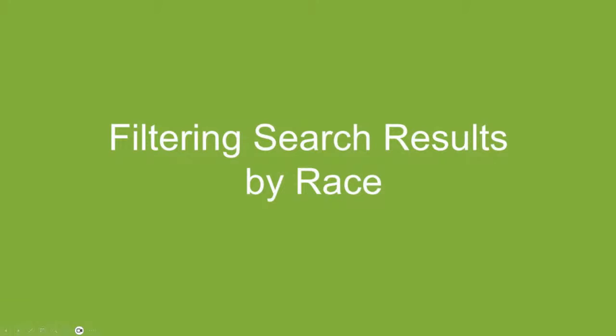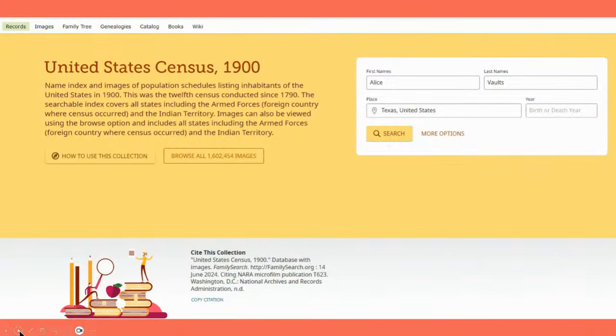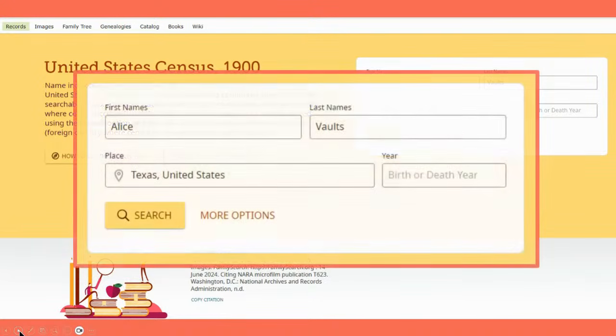A few minutes ago, I mentioned that the new African American landing page automatically filtered your searches by race. I'm going to demonstrate another way to do this. This is the database for the 1900 US Census. I accessed it by selecting Search, then Records. I typed 1900 Census for the collection title and selected this option. In this example, I searched for Alice Valtz, an African American woman who lived in Texas. After entering her information, I clicked Search.